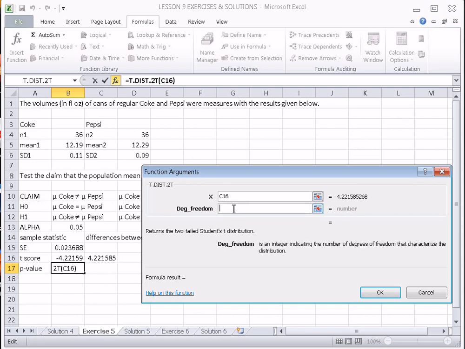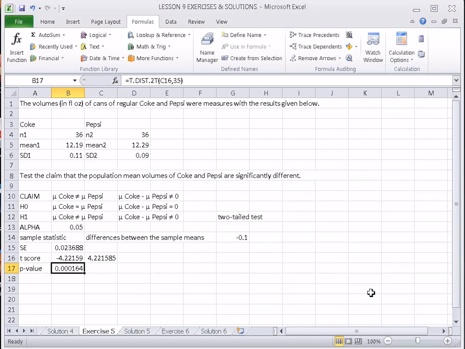Positive version, degrees of freedom, 1 less. So here, 1 less than the smaller sample size. They happen to be the exact same, these two sample sizes, so it'll be 35. But you always want to go with the smaller of the degrees of freedom. So 1 less than the smaller of the two sample sizes.